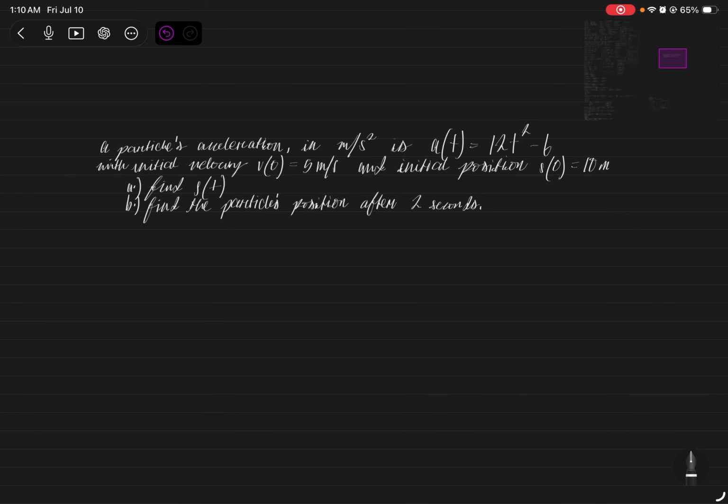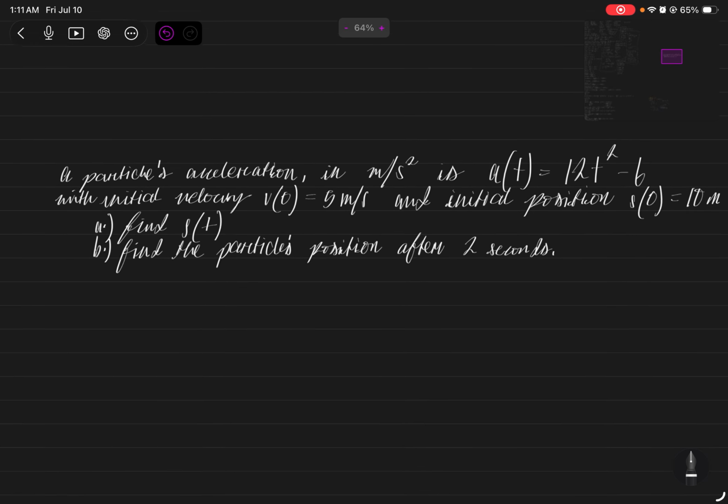Let's solve a problem involving definite integral and its application to acceleration, velocity, and position. The problem states that suppose a particle's acceleration in meters per second squared is a of t equals 12t squared minus 6 with initial velocity v of 0 equals 5 meters per second and initial position s of 0 equals 10 meters. We need to find the s of t and find the particle's position after 2 seconds.